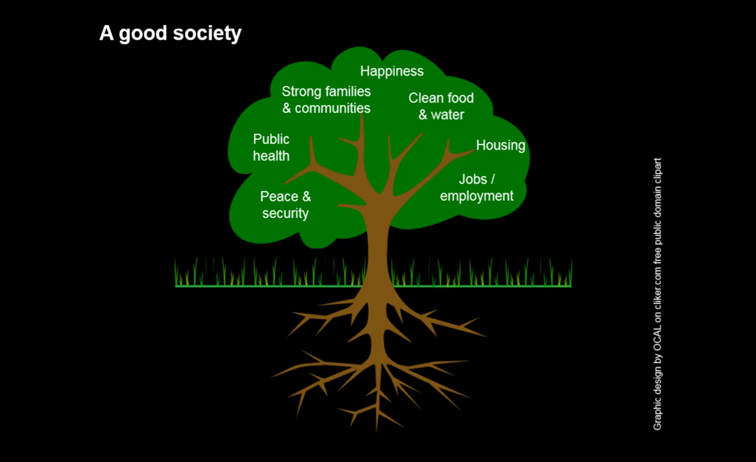So like strong families and communities. So yes, housing, to supply clean food and water, you need the infrastructure to do it. For instance, you need the sewage systems to achieve public health and clean food and water. But I haven't put up there good sewage system, because that's not actually our goal. I don't think our goal is good infrastructure. Our goal is clean food and water, public health and those sorts of things. And we have the infrastructure to achieve those, but the infrastructure itself isn't a goal. Does that sound okay?